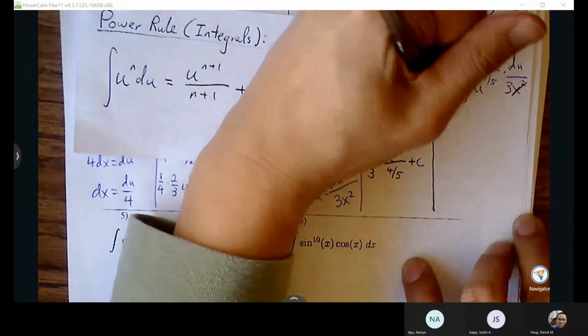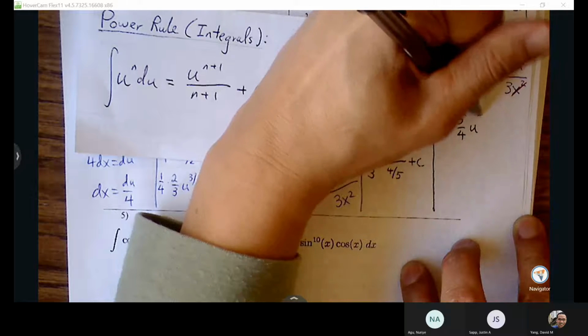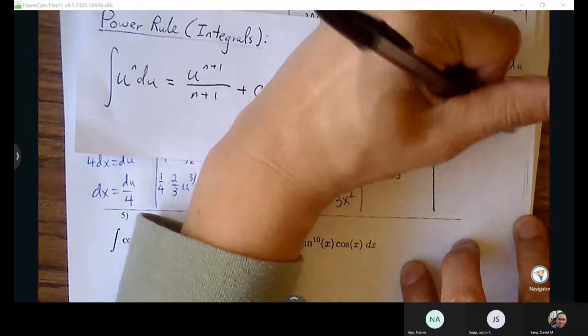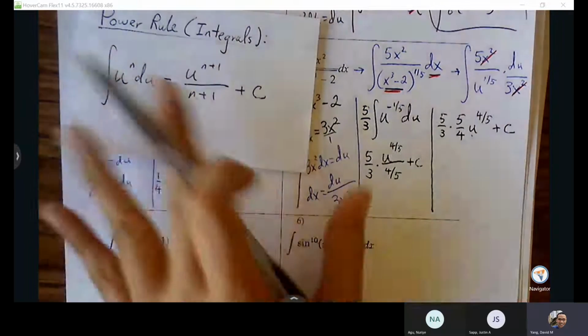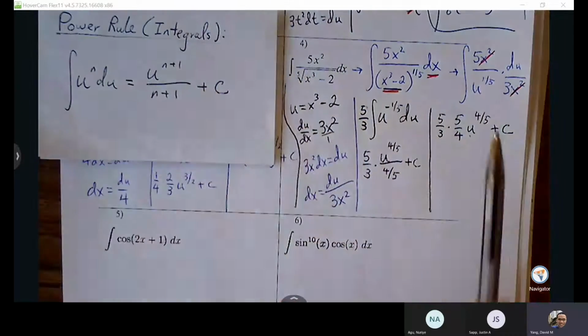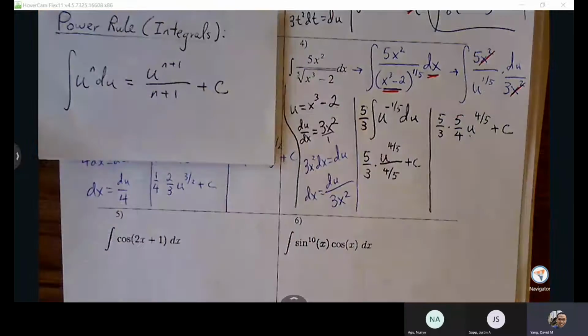Flip that 4/5 up, that's 5/4. 25/12 is my coefficient. And then we have to remember your u is only a temporary variable, so bring your x cubed minus 2 back into your answer.